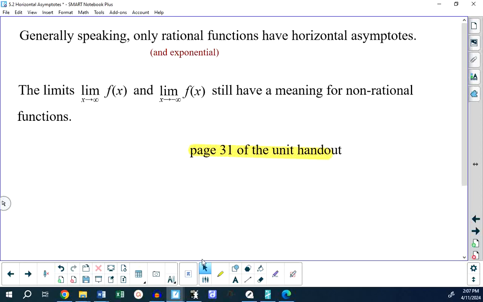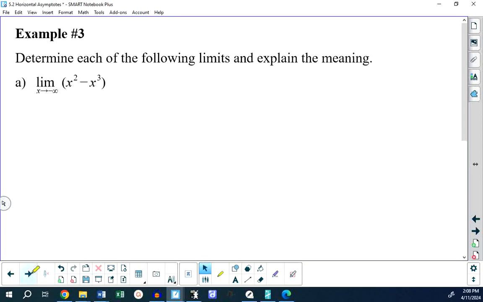Although some functions don't have horizontal asymptotes, the concept of the limit of the function as x approaches infinity or negative infinity still tells you something about the function. It's going to be a bit of a letdown in terms of what it tells you, but let me demonstrate that to you. So what is the limit as x approaches negative infinity of x squared minus x cubed?